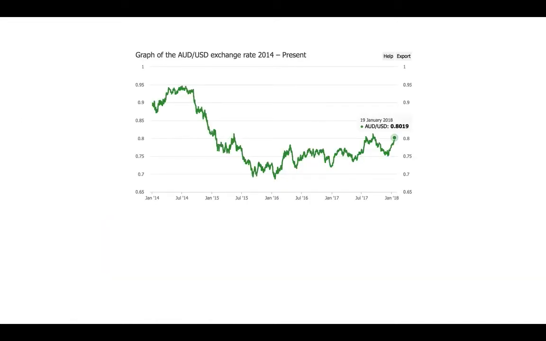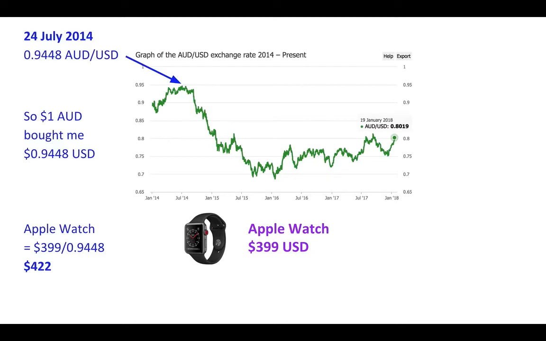Let's look at this in practice. Let's look at how much one Australian dollar bought of US dollars over an 18-month period. We have an Apple Watch, which we buy in the US, which costs $399 US dollars. And let's assume it's the price for the whole time of 18 months. On the 24th of July 2014, one Australian dollar bought 0.9448 US dollars. So this Apple Watch cost 422 Australian dollars.